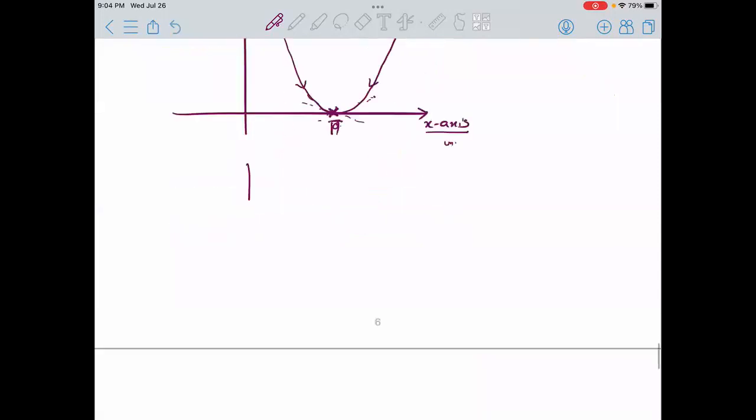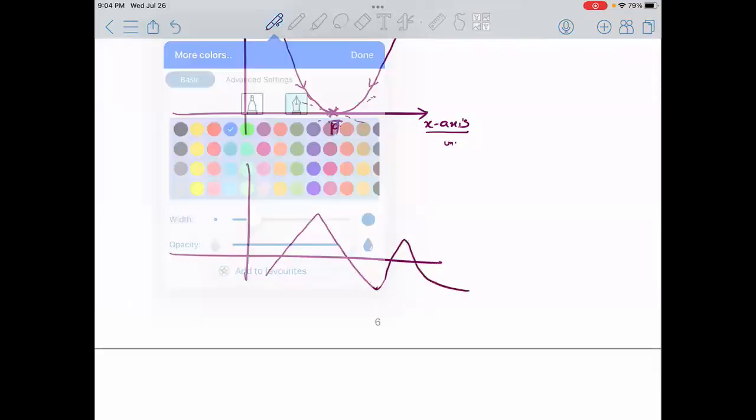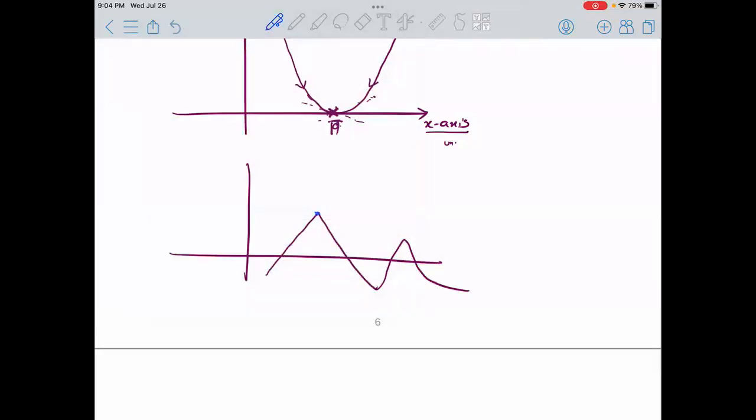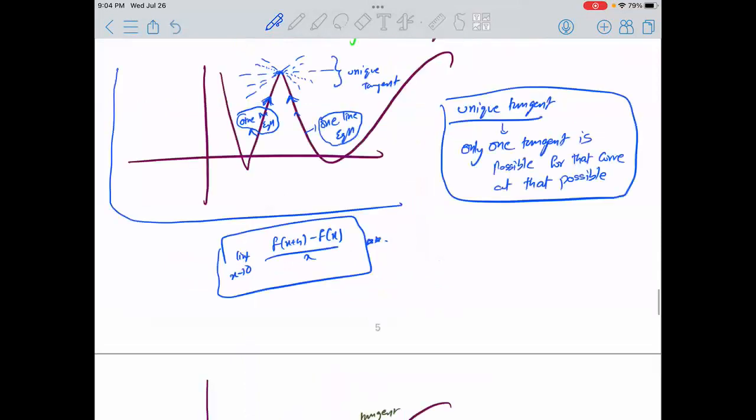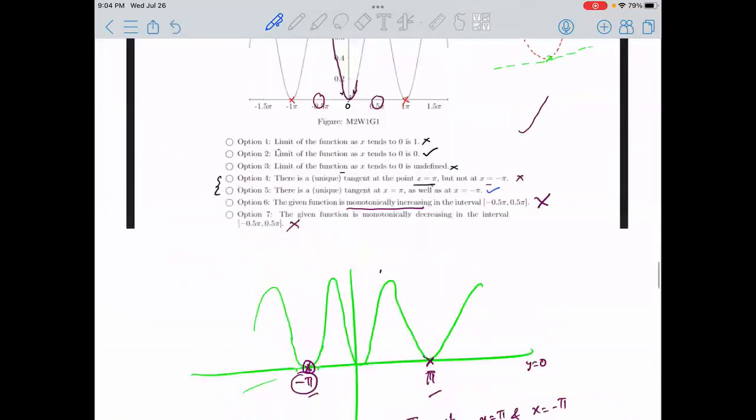I will show you a scenario where more than one tangent is possible. Look at this curve. Here at this point, this is a possible tangent, and this is a possible tangent, and this is a tangent. There are multiple tangents. Are you getting this? Yes, sir. And then this question is coming. The final answer is option 2 and 5. 2, 5 is the final answer. Clear?